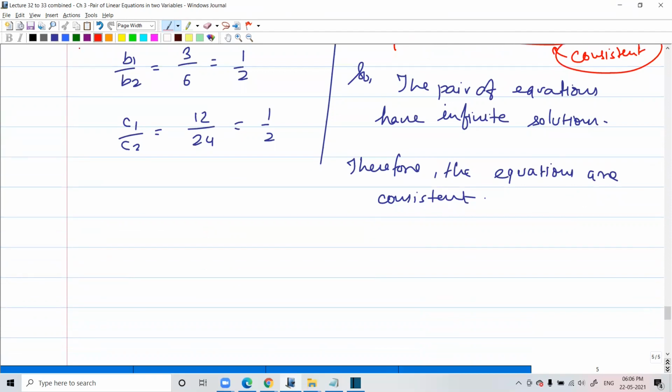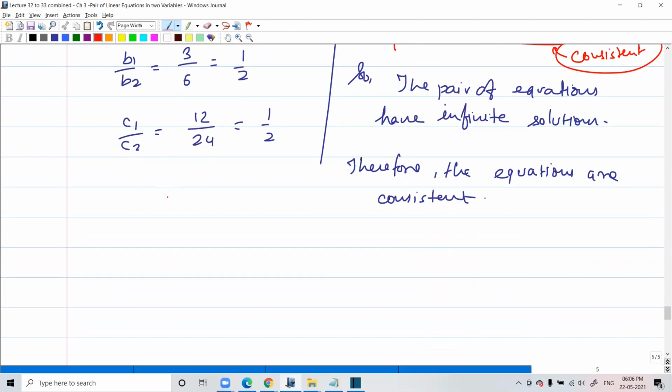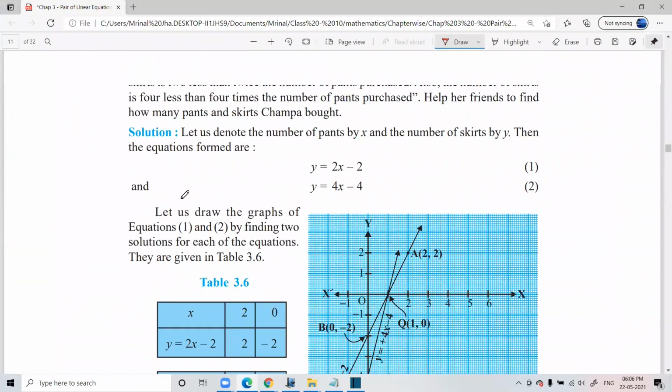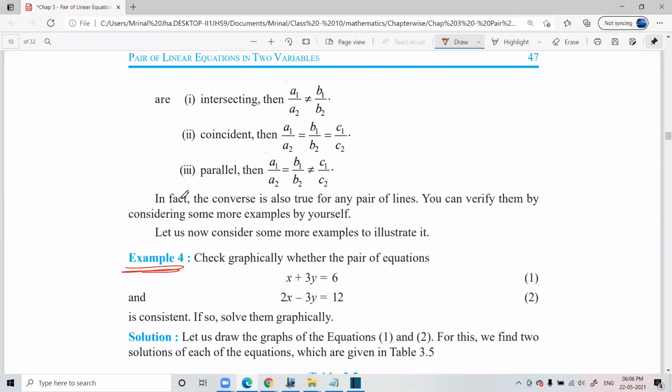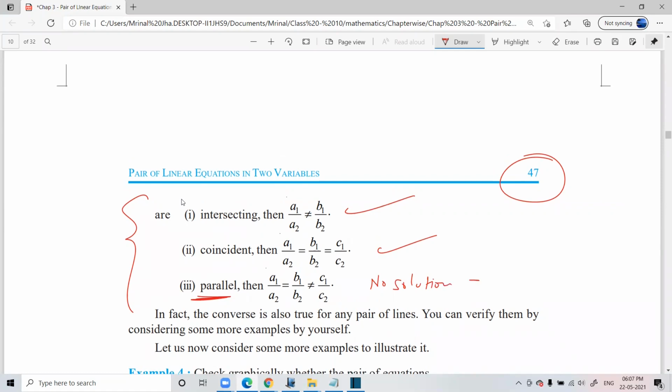Sir, then when will we say that it is having no solutions? You mean using the formula? Yes, sir. Yes, that is the third condition which we are getting to. See, all these three rules are written over here, page number 47 of your NCERT book. This is the first rule, second rule, and we are now seeing the third rule, when the lines will become parallel. And since the lines are parallel, they have no solution. And if they have no solution, that means it will become inconsistent.